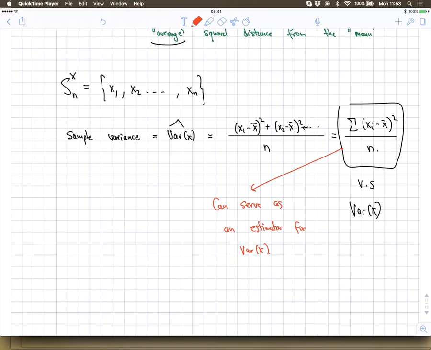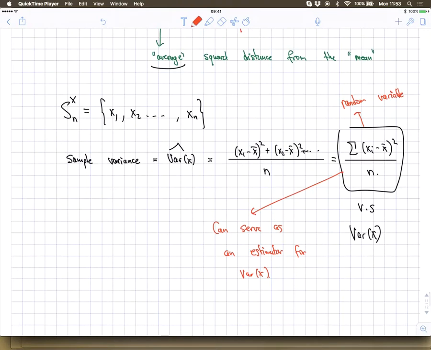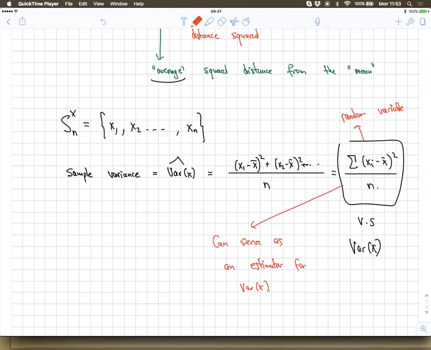And we can discuss properties of that estimator. Is it a good estimator? Does it on average give us the truth? What is the distribution of that estimator, etc., etc.? Note that this estimator is also a random variable. Why is this a random variable? Why is the sample variance a random variable?